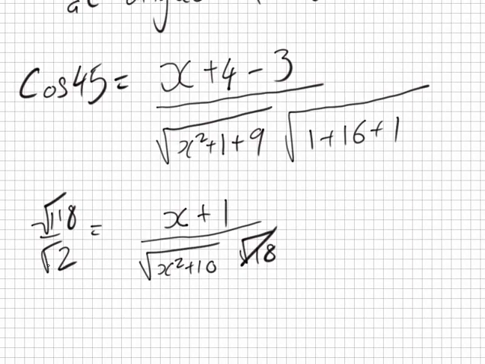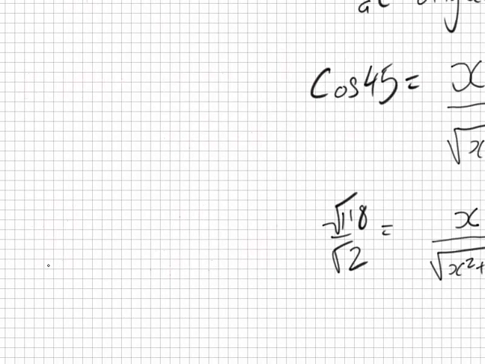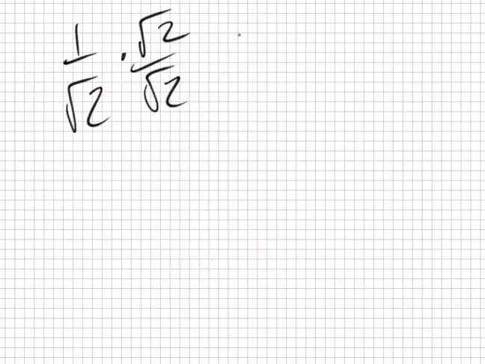Sorry, how did you get the root 2? How did I get the root 2? Hold on, slow down, one at a time. Yeah, cos 45 is root 2 over 2. Root 2 over 2 is the same thing as 1 over root 2. You multiply above and below by the conjugate, so it's the same thing.